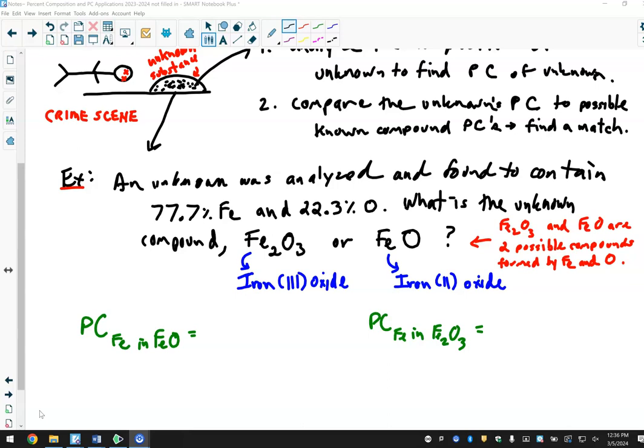Okay, so here's what I want to do. This side of the room is going to do FeO. That side of the room is going to do Fe2O3. We're going to pause the video, and then you guys are going to tell me what your percents are and what the identity of the compound is.